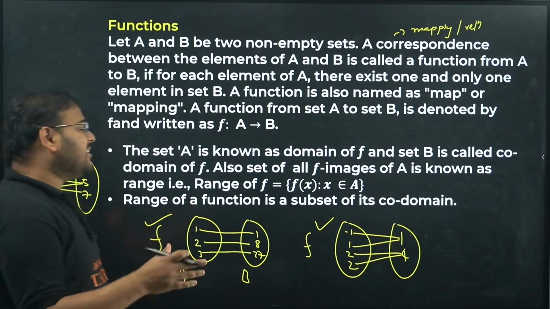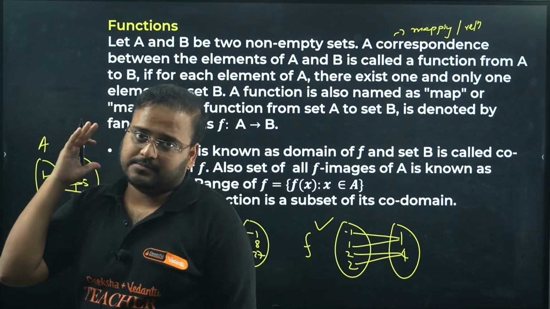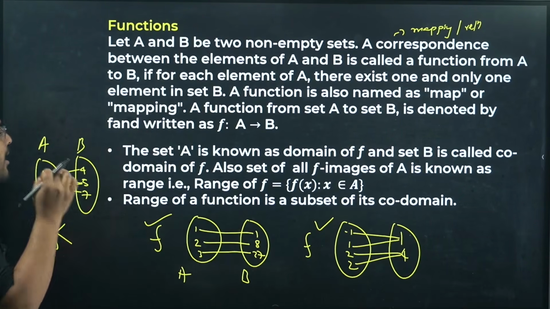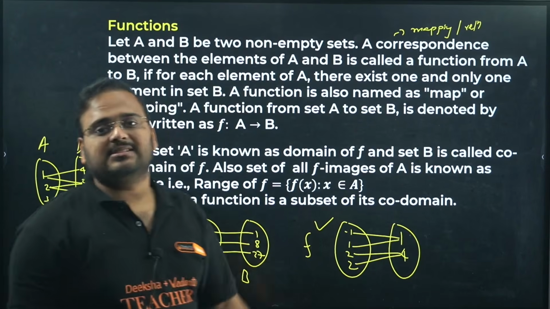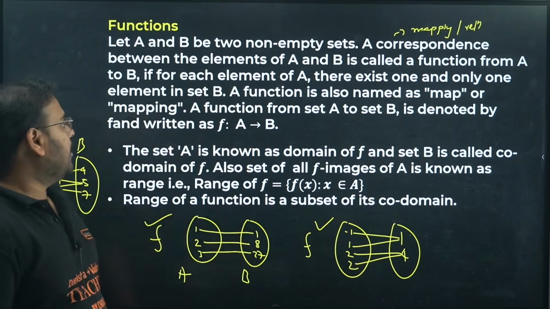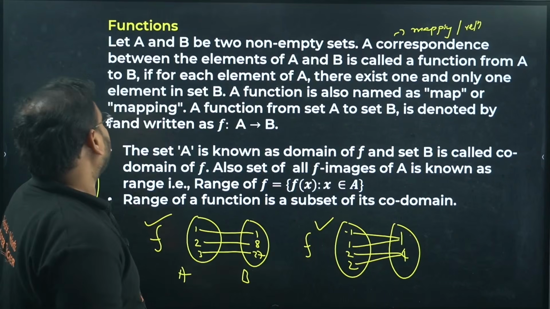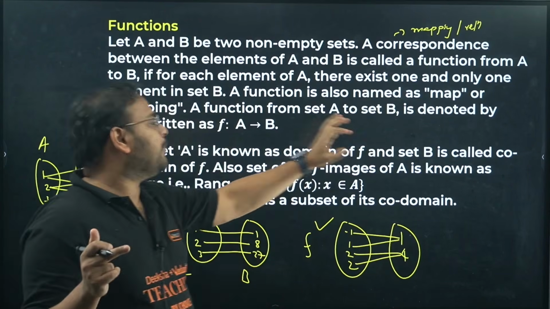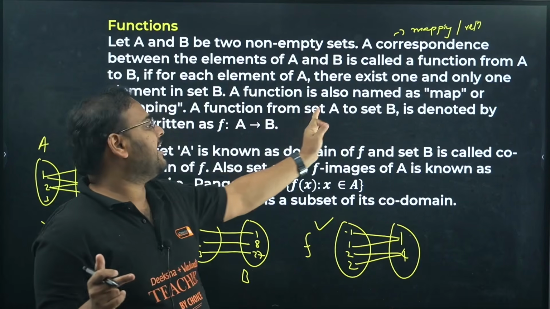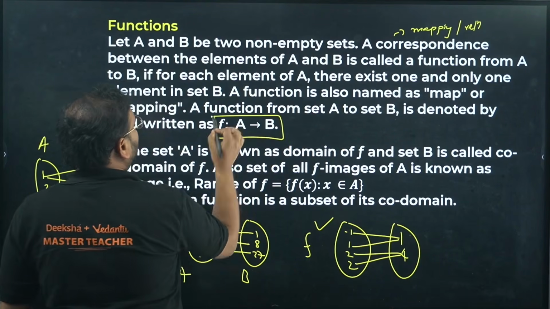Now what type of function that is, whether 1-1 or 2, is already discussed in your PU2 syllabus. This is just to talk about how to define a function. I have taken care of that using these mappings that are present on your screen. The function is also named as map or mappings. A function from set A to set B is denoted by f: A → B.